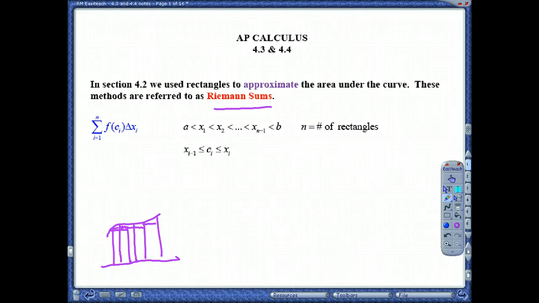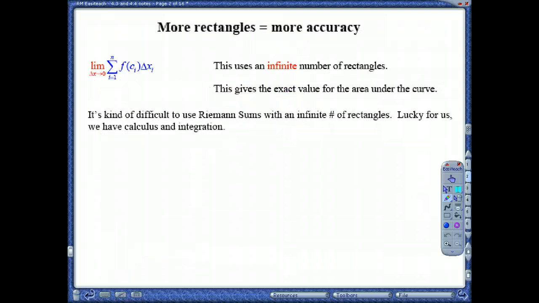So using 4 rectangles, that's pretty good. Using 8, that's going to be great. Using 1,000, oh my gosh, that would be so much better. Using 1,000,000, oh, now we're getting closer and closer and closer to the actual value of the area under the curve. Well, if we take the limit, now remember this is our area formula right here.